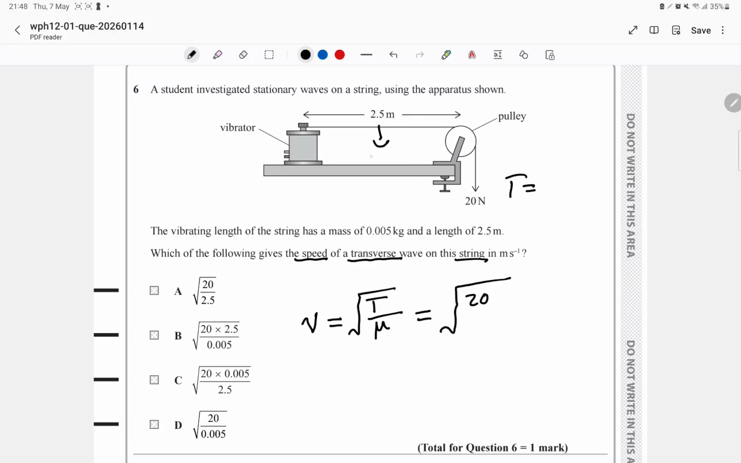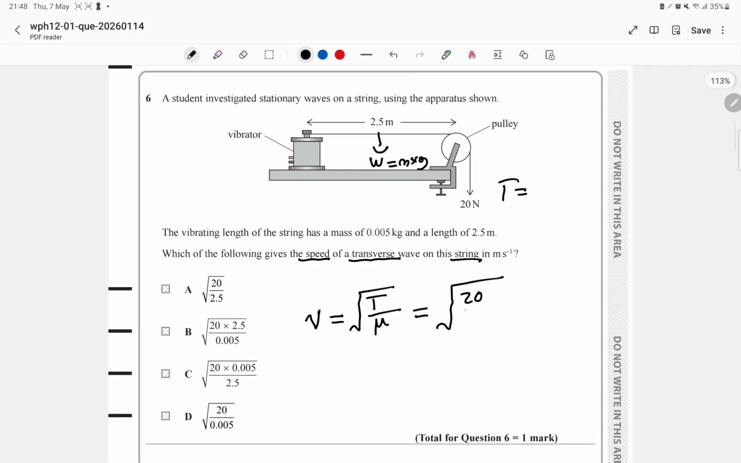Because it's the weight of the string that will push it down, and that's just equal to mg. But because there is an actual tension, we no longer say the tension is mg, rather we just keep it over here. Now technically speaking, it should be 20 plus mg, but the mass of the string is probably really, really small, so we're just gonna keep it as 20. All right, so the tension is 20, and divided by the mass per unit length.